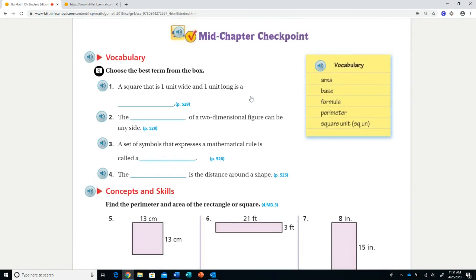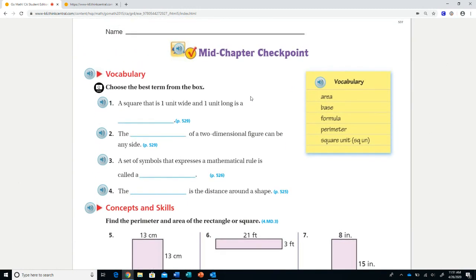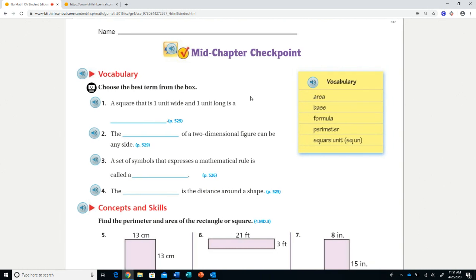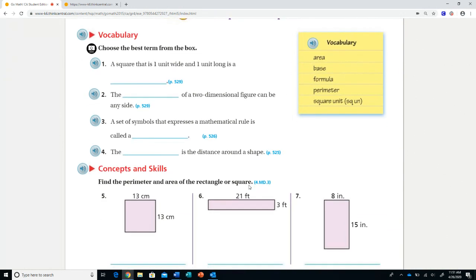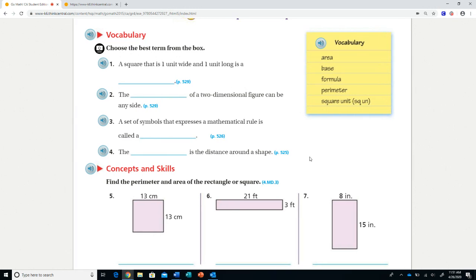So the first thing I want to talk about is last week's assignment on the mid-chapter checkpoint for Go Math. This is chapter 13. It starts on page 537 and goes all the way into 538. My goal here is not to give you the answers. My goal here is to set you on the right path to find the answers if you are struggling.